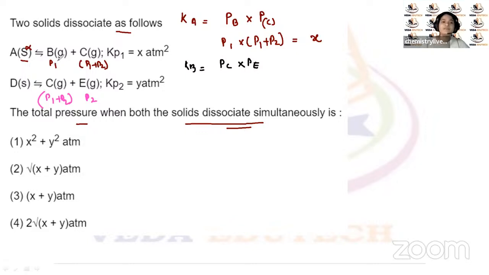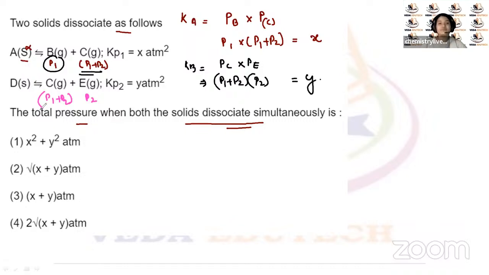Now can anyone tell me why I took this as P1 and this as P1 plus P2? Do let me know why I have taken it that way. Now if I see here, PC is P1 plus P2, into P2, is equal to y. This is given to us.